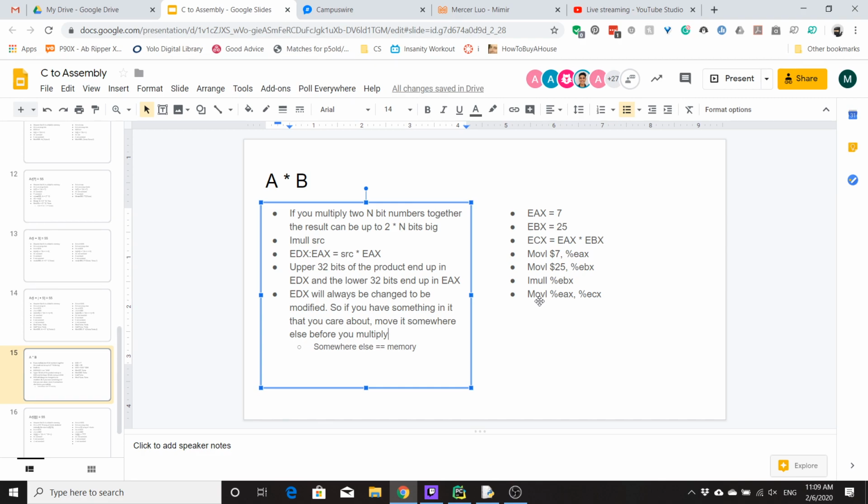Can you explain why there's only one register after imul? There's only one register after the imul instruction because that's how the instruction is formatted. It's just one of those ones that's a little bit different.